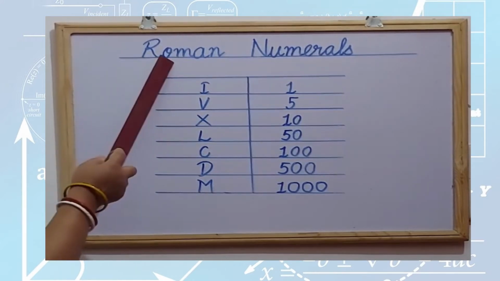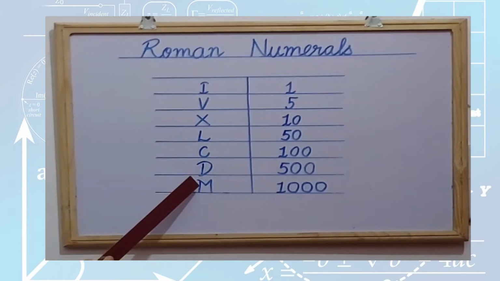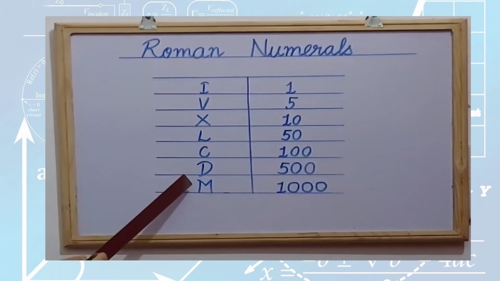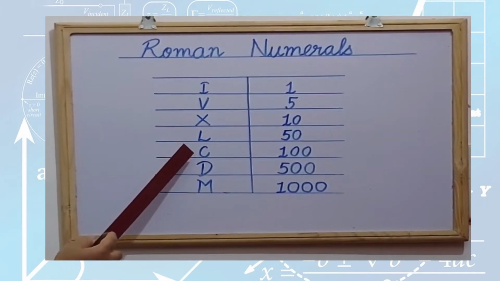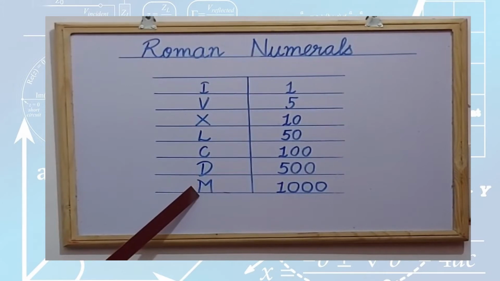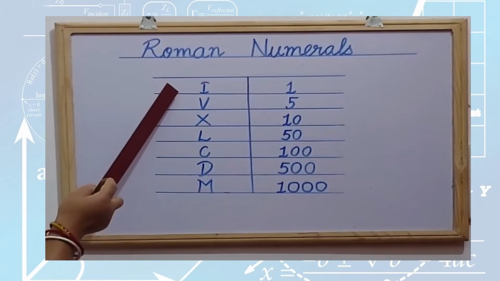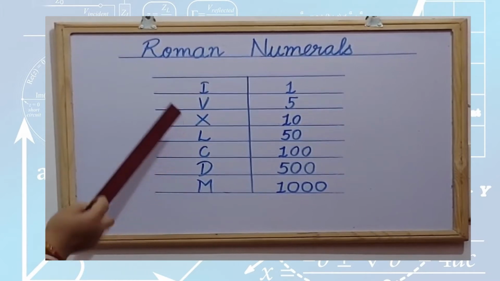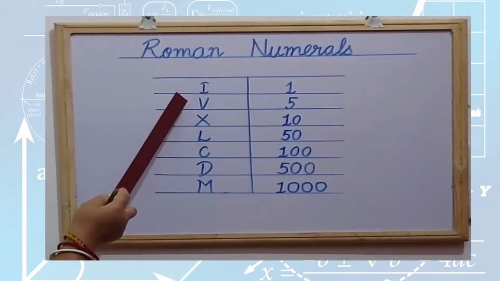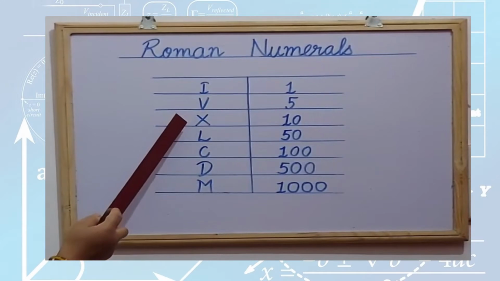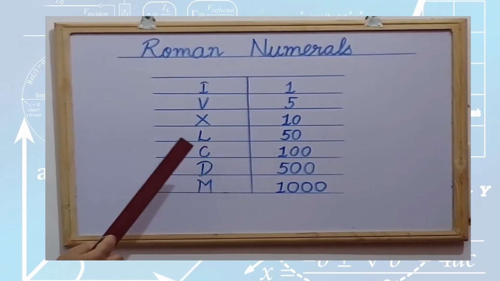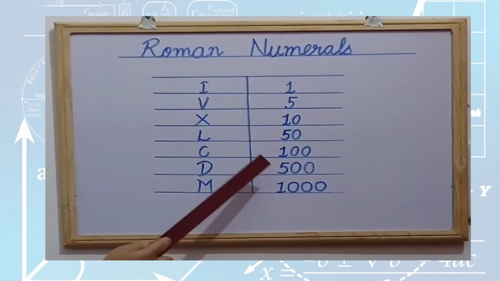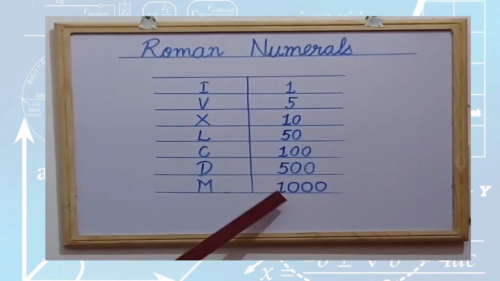But Romans used certain symbols. They used 7 symbols and they are I, V, X, L, C, D and M. Now let us see what these symbols stand for. I stands for 1, V stands for 5, X stands for 10, L stands for 50, C stands for 100, D stands for 500 and M stands for 1000.